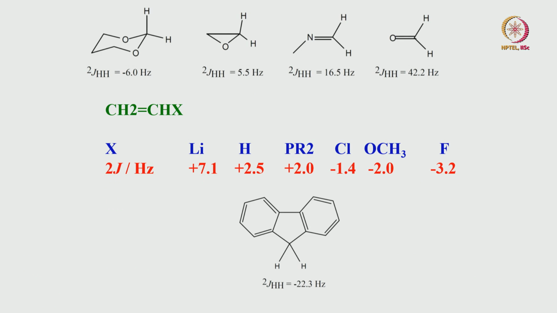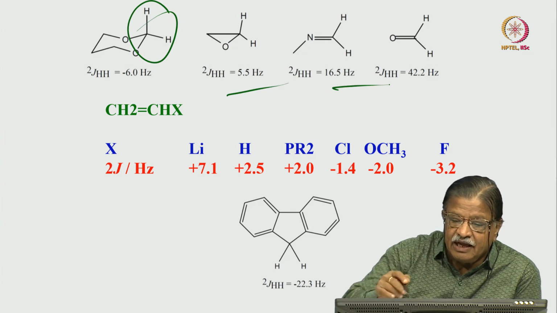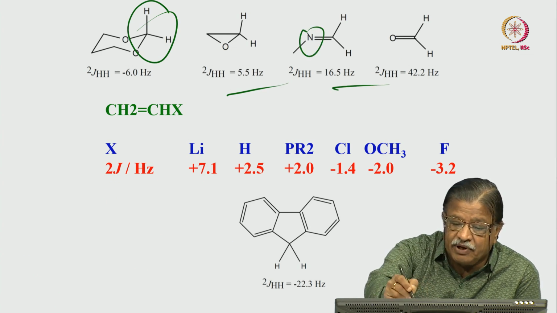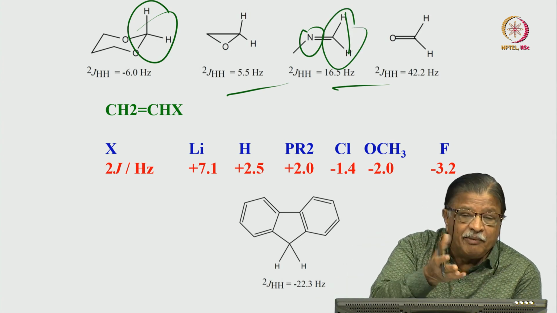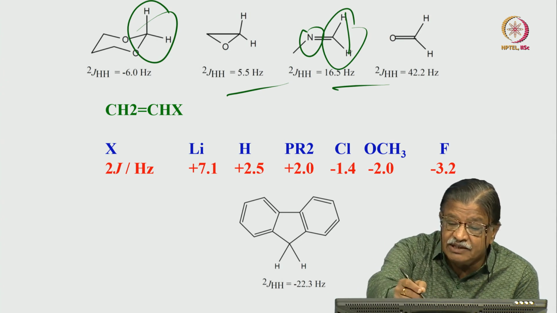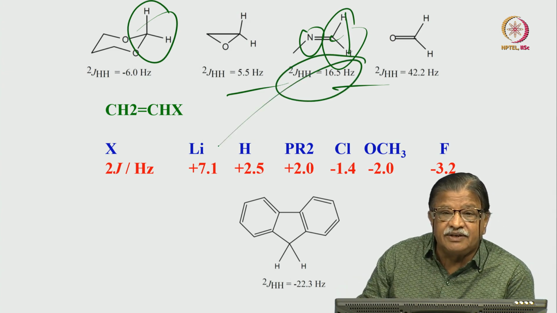Extend further, in a molecule like this two-bond coupling can be 6 hertz, here 5.5 hertz, and if there is a nitrogen here instead of carbon, this two-bond coupling can be very large. See, two-bond geminal coupling in the ethylenic molecule I showed you is about 2 to 3 hertz, but when instead of C double bond C you have N double bond C, it is going to be even larger, 16 hertz.